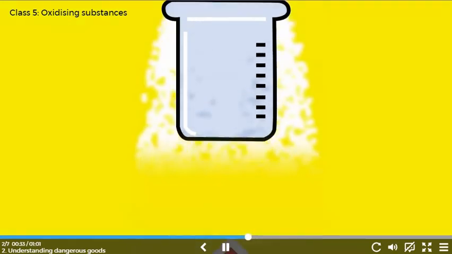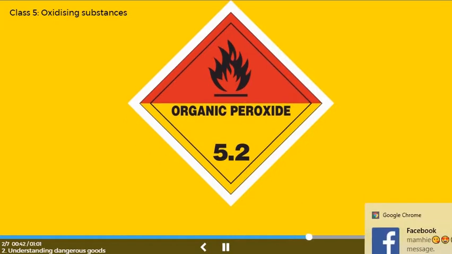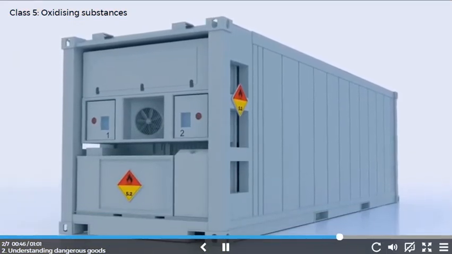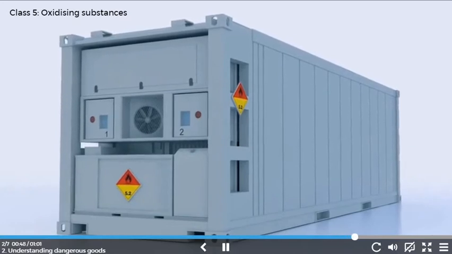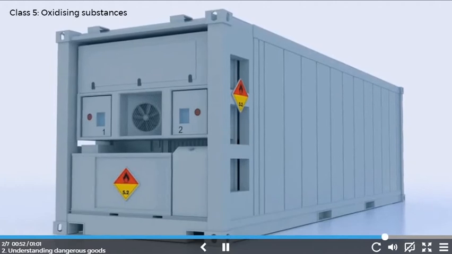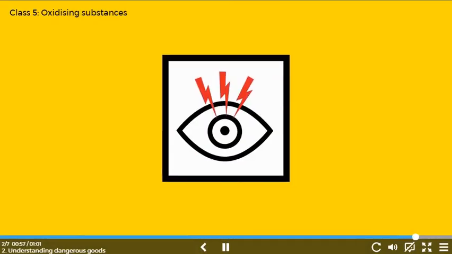Class 5 also includes organic peroxides. These are thermally unstable and can give out a lot of heat while undergoing an exothermic reaction. Organic peroxides must be transported under temperature control because they burn violently with almost explosive force when triggered by impact or friction. Exposure to organic peroxides can also cause eye damage.